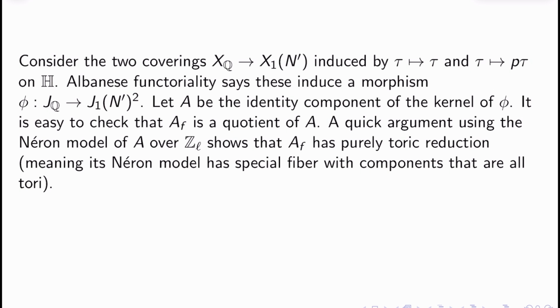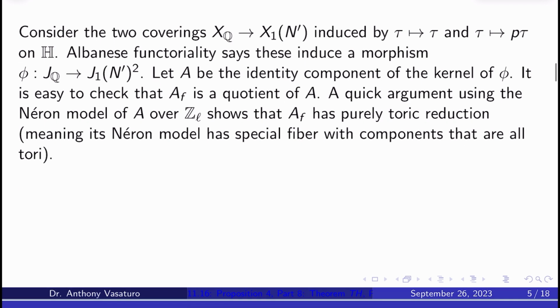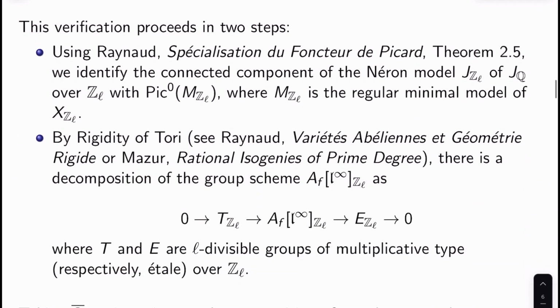It's easy to check that A sub F is actually a quotient of A, and then a quick argument using the Néron model of A over Z sub L shows that A sub F has purely toric reduction, which just means that its Néron model has special fiber with components that are all tori, which is essentially what we're after. Okay. How do you prove this? It proceeds in 2 steps.